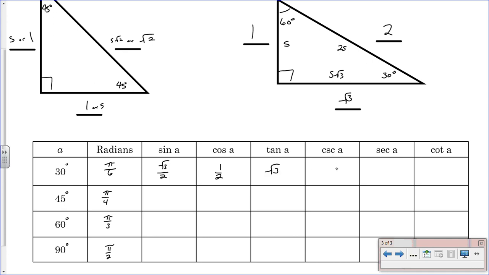Now these are just the reverse, so the cosecant is going to be 2 over the square root of 3. And when you rationalize that, that's going to equal 2 times the square root of 3 over 3. The secant is going to be just 2. And the cotangent is going to be 1 over the square root of 3. When you rationalize the denominator, it's going to give you the square root of 3 over 3. Let me write that a little more legibly.